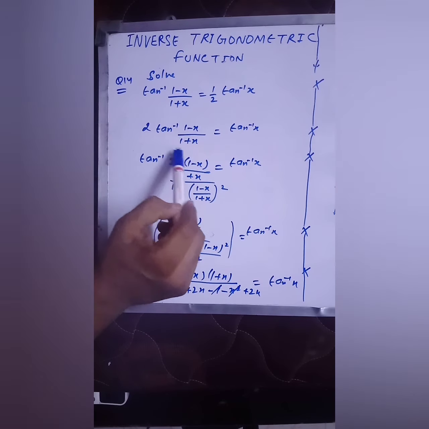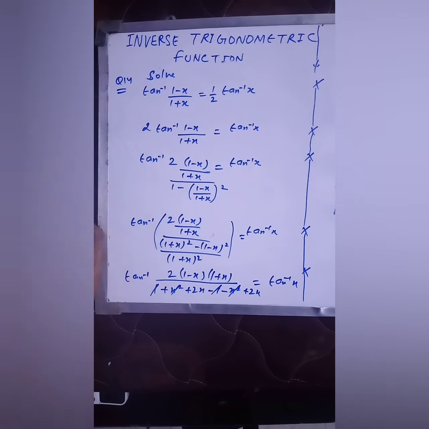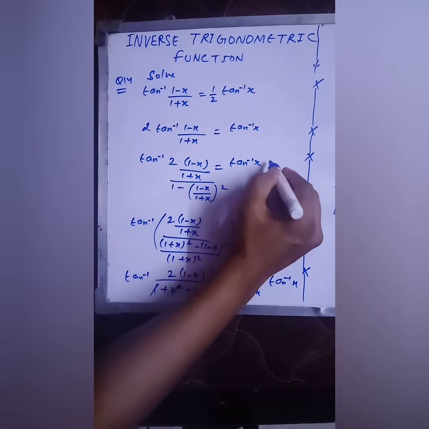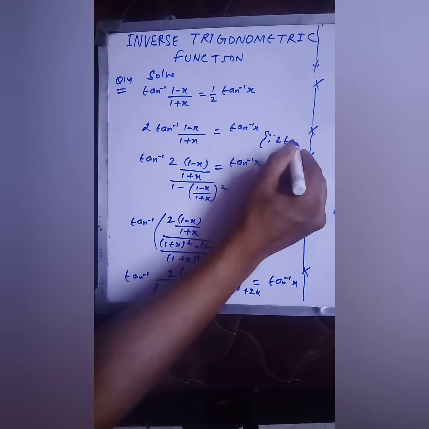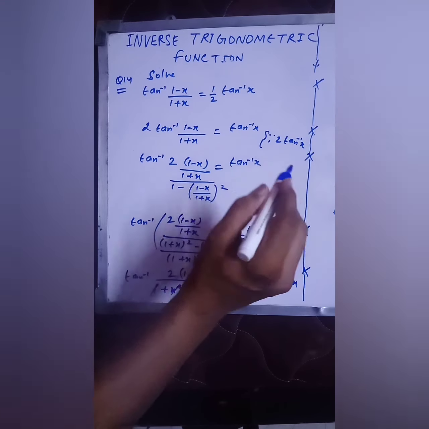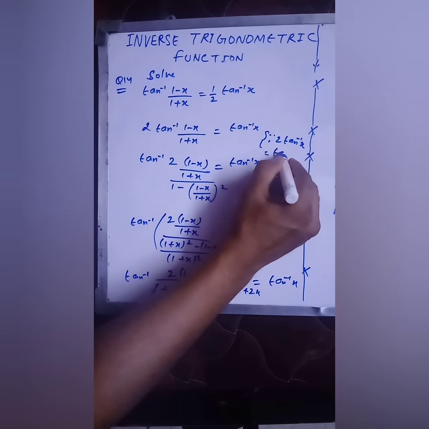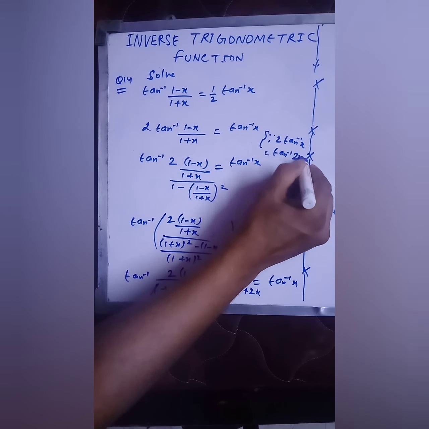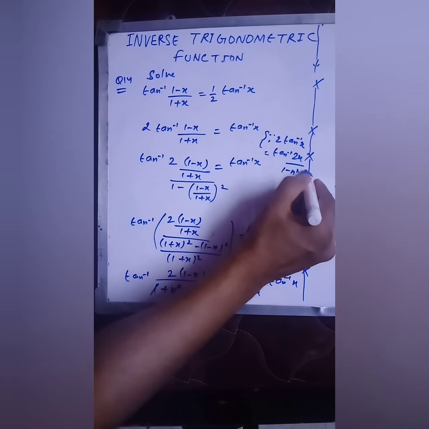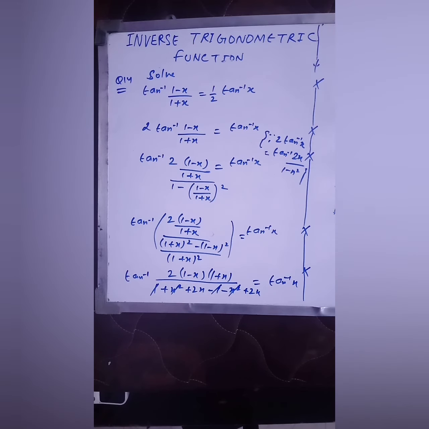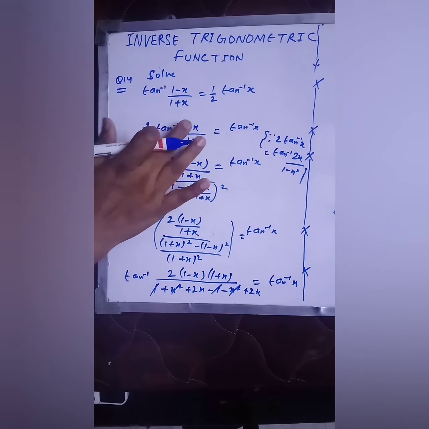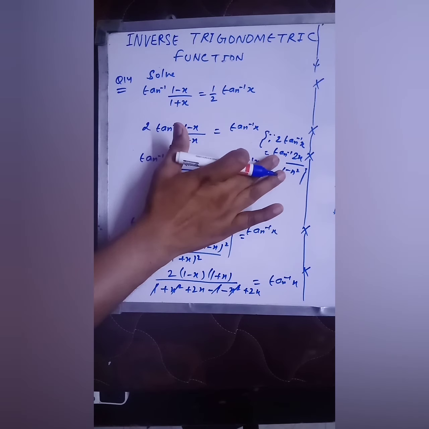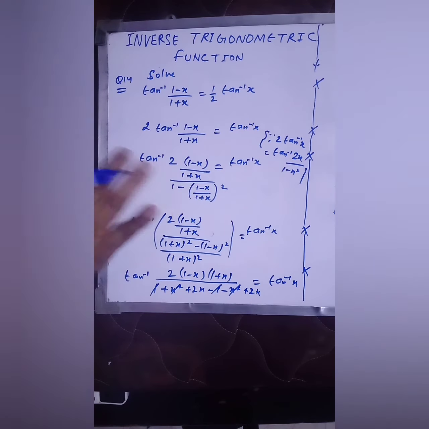And for this we have a formula. The formula is 2 tan inverse x equals tan inverse 2x upon 1 minus x square. So this is a formula which you have to apply in place of this. So this whole is your x.